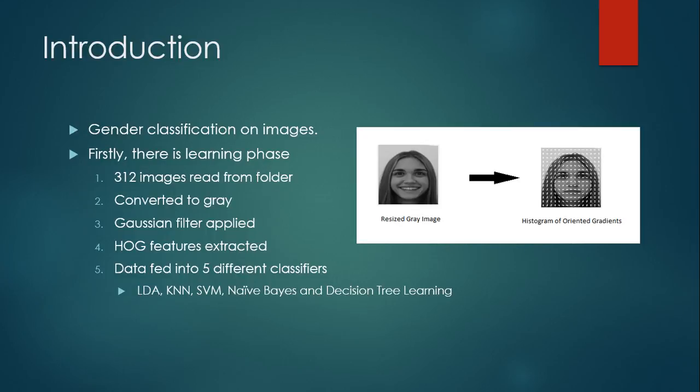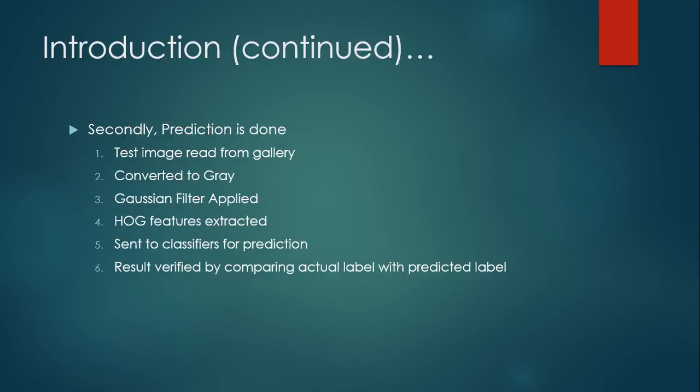Initially, the first phase is the learning phase. I read around 312 images from the folder. I convert them into gray. Then I apply a Gaussian filter and HOG features are extracted. Over here, you can see how the HOG features are extracted. I'll show you in detail in the project demonstration how this is done. The data is then fed into 5 different classifiers, which are LDA, KNN, SVM, naive Bayes, and decision tree learning.